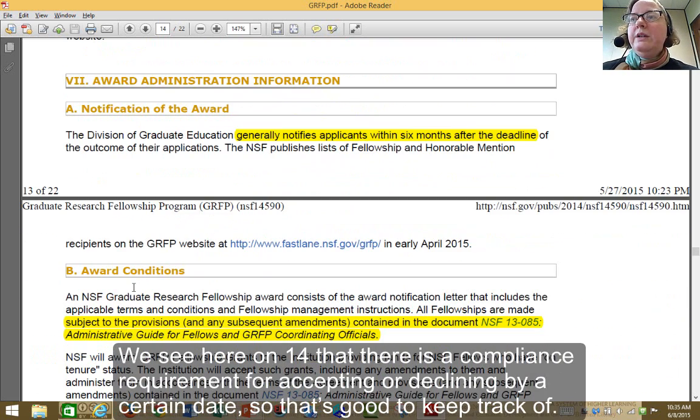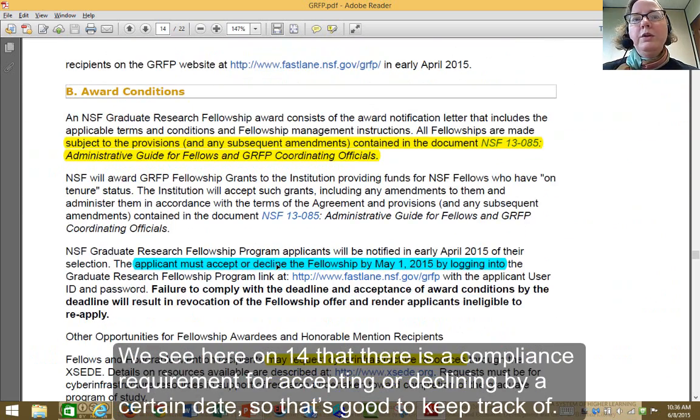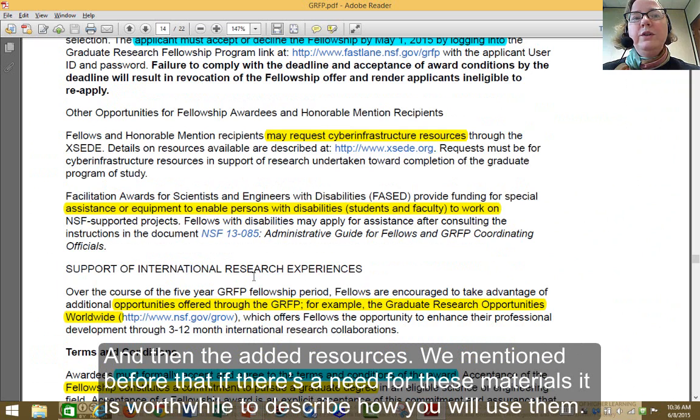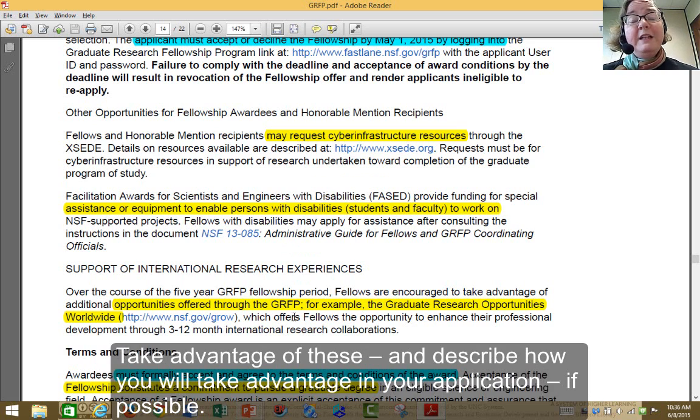We see here on 14 that there's a compliance requirement for accepting or declining by a certain date. So that's good to keep track of. And then the added resources. We mentioned before that if there's a need for these materials, it's worthwhile to describe how you will use them. Cyber infrastructure, adaptive technologies, and international research support are all available. Take advantage of these and describe how you will take advantage in your application if possible.